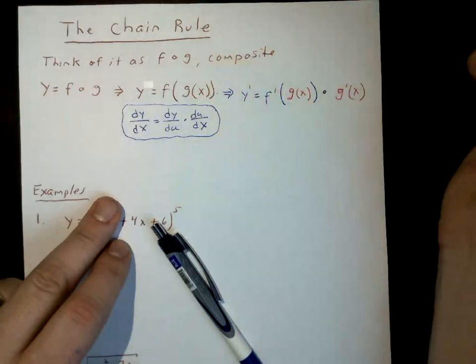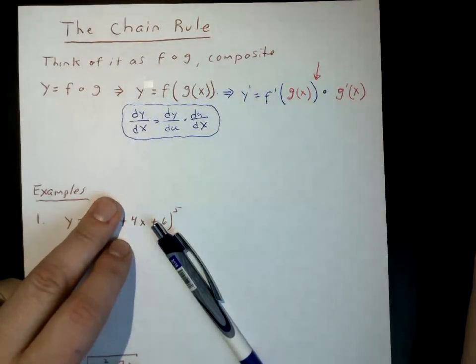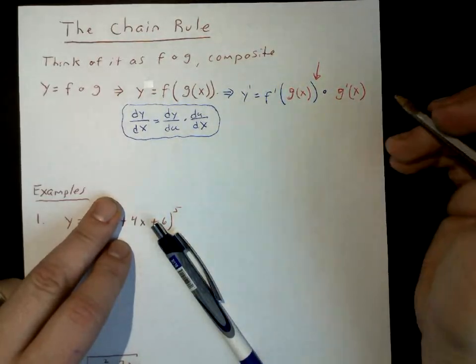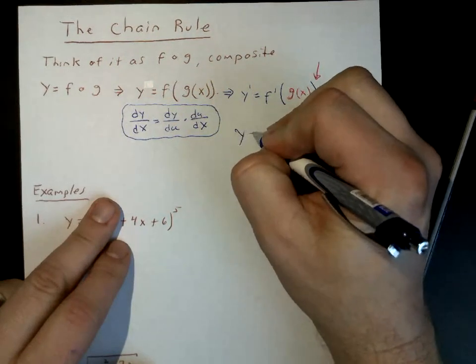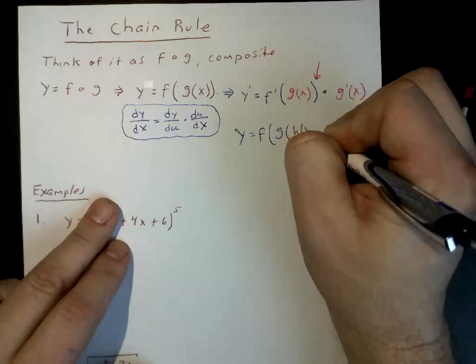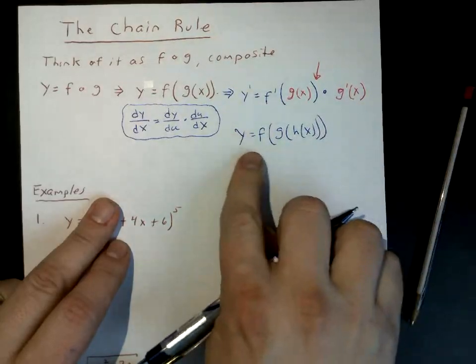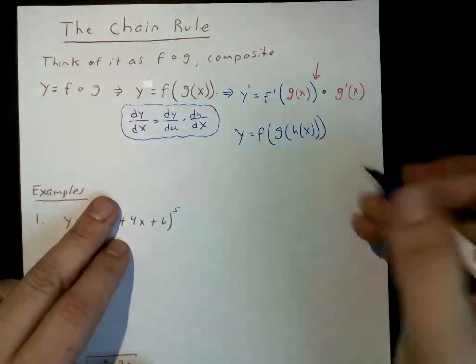Now, what you have to watch out for is sometimes there's going to be a little power right there. You have to be careful with that power. You also have to be careful about what if this had multiple functions. So let's say that you had something like f of g of h of x, and you have three functions here, and you have to take the chain rule of that.